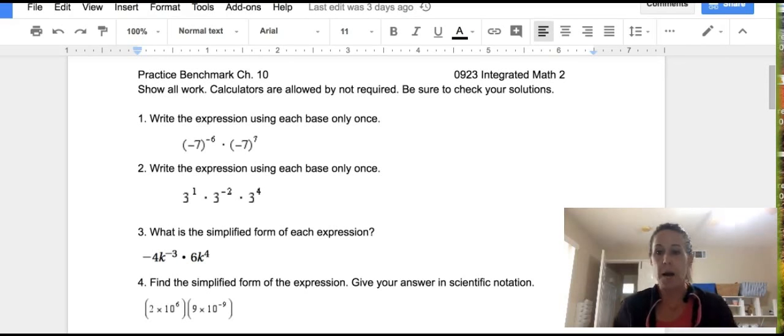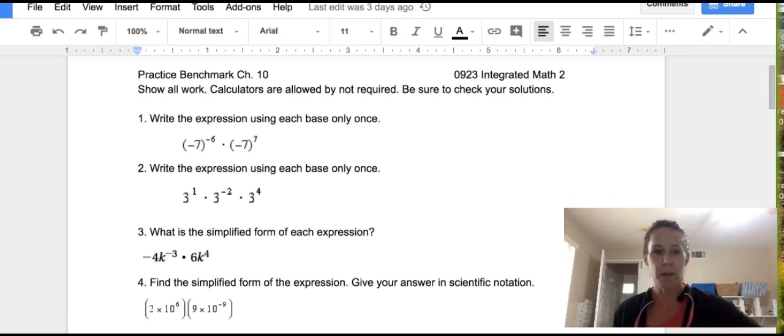I'm here to work practice benchmark chapter 10 with you, so you can refer to this if you have questions. This one is on the laws and properties of exponents, something you should have had a little bit of in pre-algebra. It may have been a while. I posted a laws and properties worksheet just to have you review all at once, all the properties in module 4 in Canvas. So go print that out, use it as a reference.